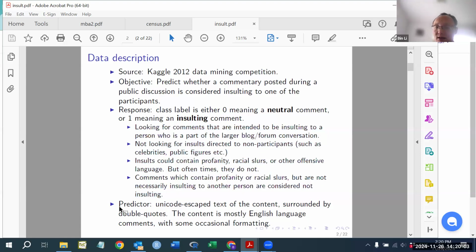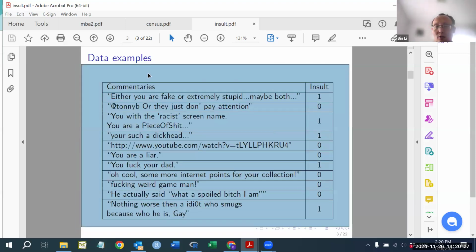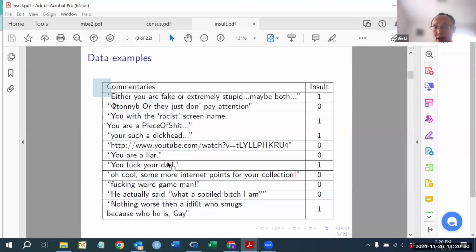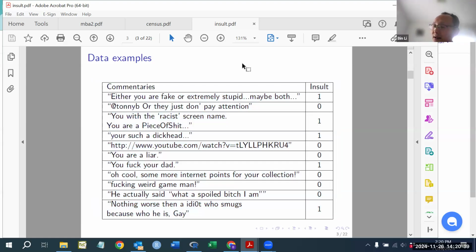The predictors are the Unicode escaped text of comments. So this is text mining. The content is mostly English language comments, but with some occasional formatting. Here I'm listing a few examples. Those comments are in the left column, and the right column is the response. So you can see this is a text mining example, and it's not an easy data set.